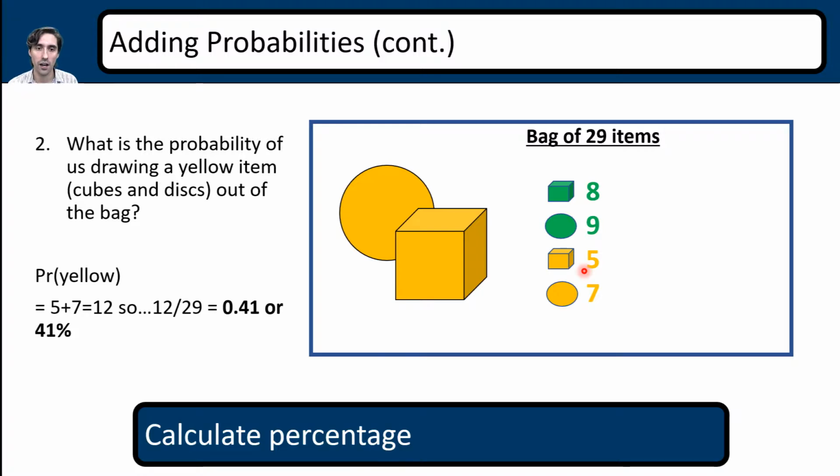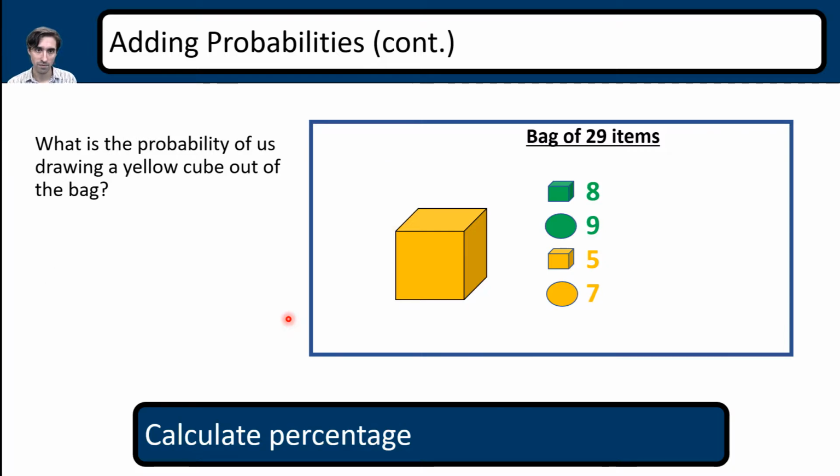Okay, what is the probability of drawing a yellow item that is a cube and discs out of the bag? So we add 5 plus 7, that's 12. So 12 divided by 29, that's 41%, or 0.41.